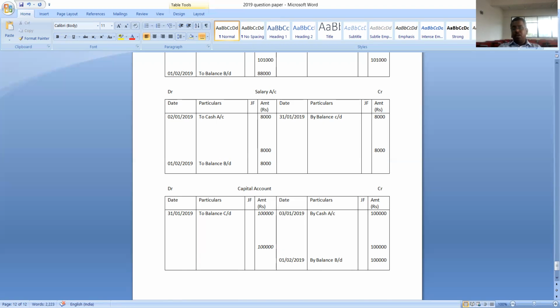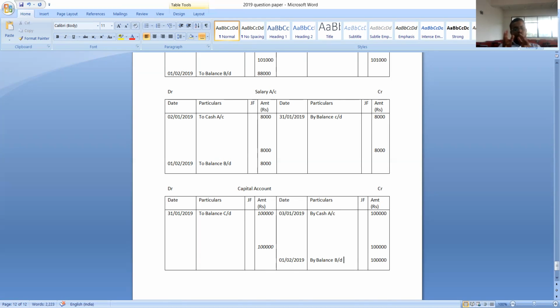Closing balance carried down, opening balance brought down. For closing balance, you should write the last date of the month, and for opening balance, you should write the first date of the next month. Understood? January's closing balance will become the opening balance for February, and the closing balance of February will become the opening balance for March, and the closing balance of March will become the opening balance for April, and so on.